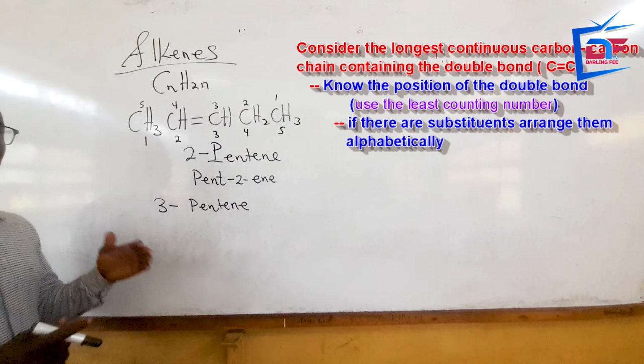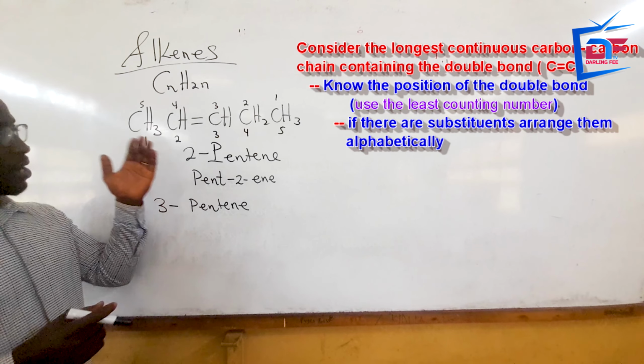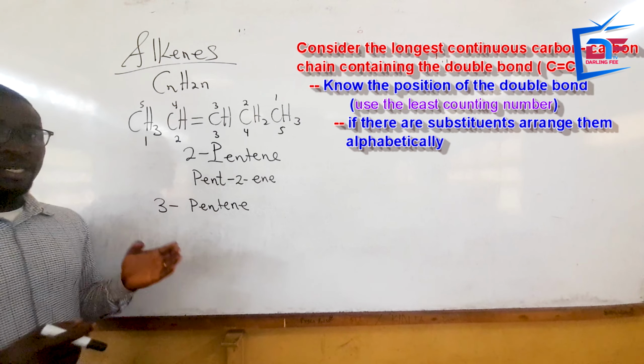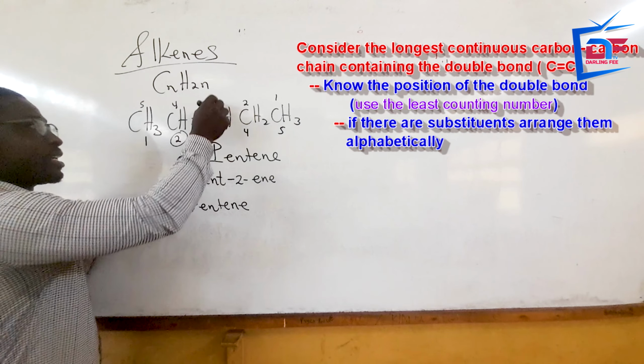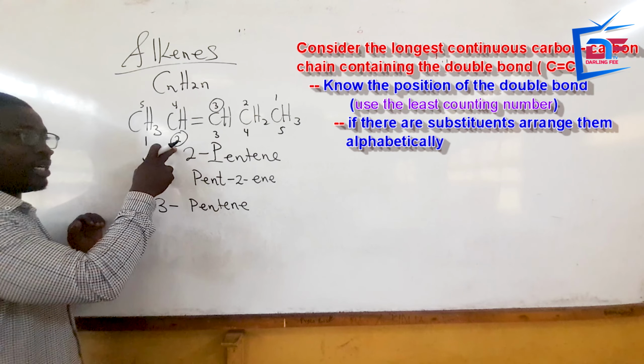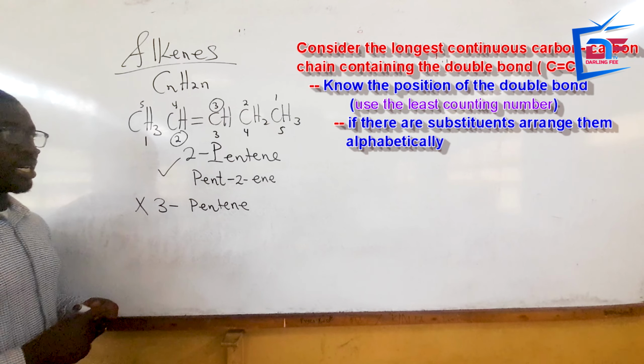But according to the rule, we are still depending on the rule for alkanes that we did. So according to the rule, we have to use the least counting number. So comparing these 2 and 3, the 2 here becomes the least counting number, which makes this one correct, and this one wrong. So take note of that.